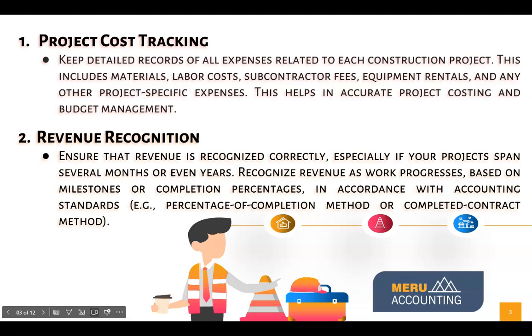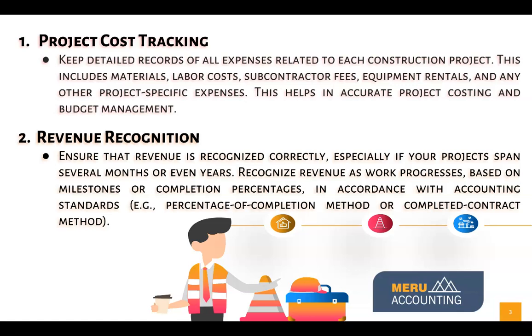Project cost tracking involves recording all the expenses for each construction project, covering materials, labor, subcontractor fees, equipment rentals, and project-specific costs. This practice ensures precise project costing and effective budget management, enabling better financial control and decision making. By accurately tracking project expenses, businesses can optimize resource allocation, minimize cost overruns, and enhance profitability in the architecture and construction industry.